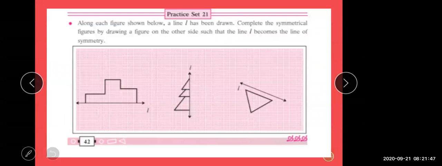Now the last practice set. Practice set number 21. Along each figure shown below, a line L has been drawn. Complete the symmetrical figure by drawing a figure on the other side such that the line L becomes the line of symmetry. I will read the question one more time. Along each figure shown below, a line L has been drawn. Complete the symmetrical figure by drawing a figure on the other side such that line L becomes the line of symmetry.